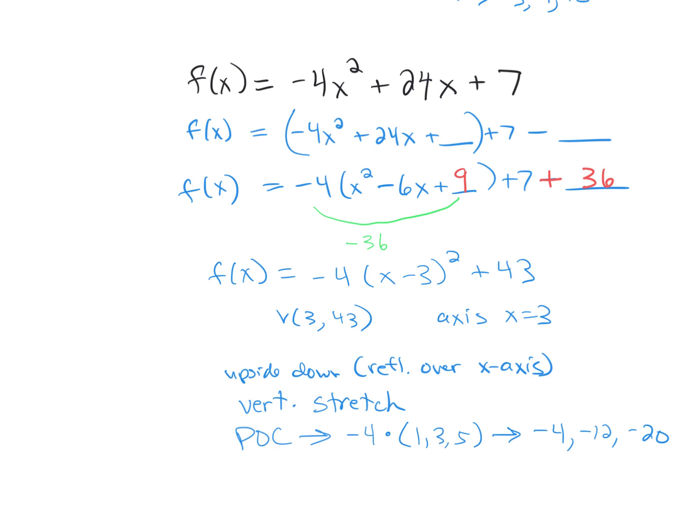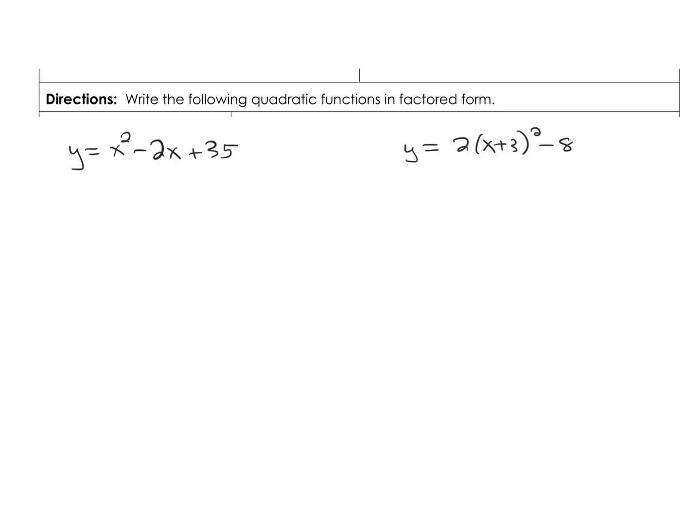Okay, we got one more type to look at. So now let's look at writing the quadratic in factored form. So if it's already in standard form, those are the easier ones, because you just need to do backwards FOIL and factor. So x and x, minus 7 plus 5, and I'm done. And I can tell from this, if I continued to work with it, that my zeros are 7 and negative 5.